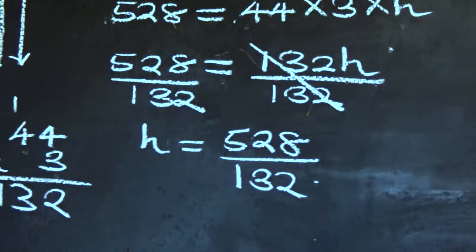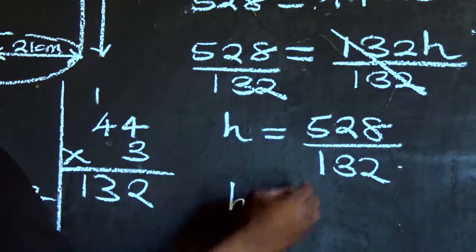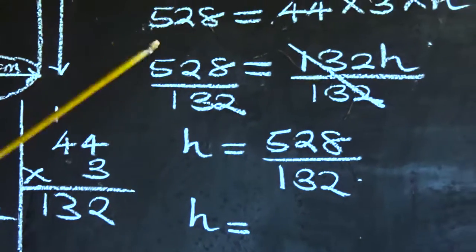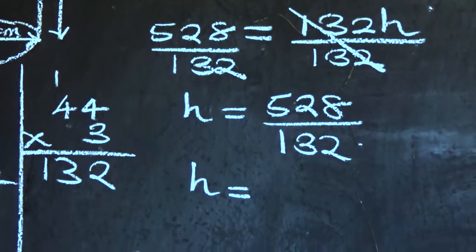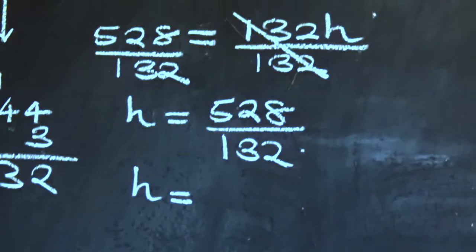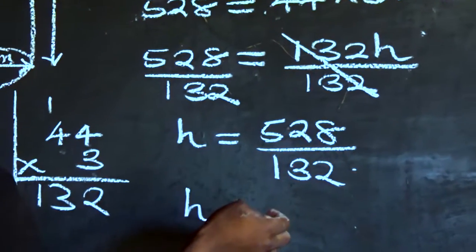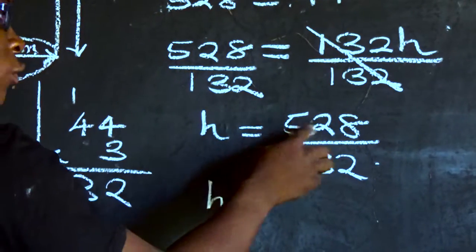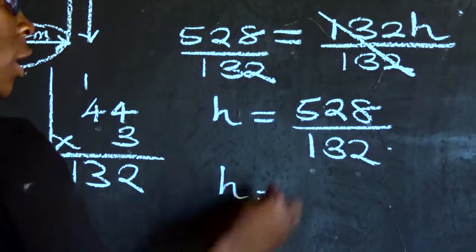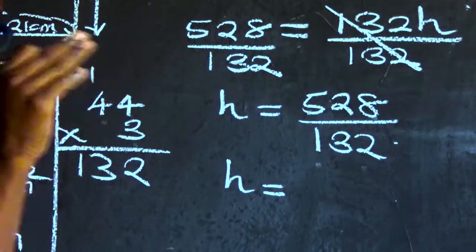132. Are we together, people? Yes. Then we say h is equal to... Now, since you're not allowed to use calculators, you start reducing this number. Are we together? So you say, okay, let me divide by 4. Let's say 4 into 528 and 4 into 132. So I'm using 4, okay?